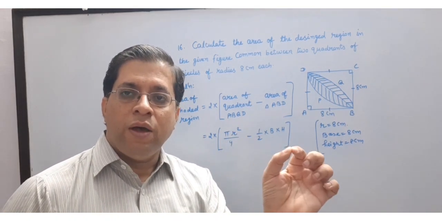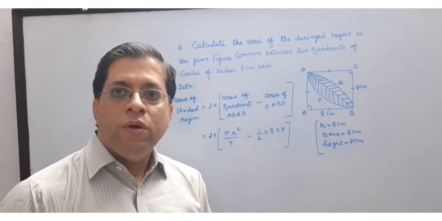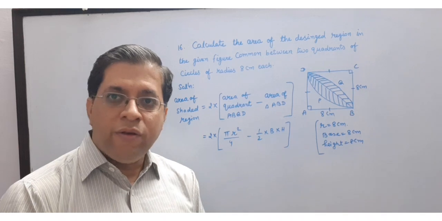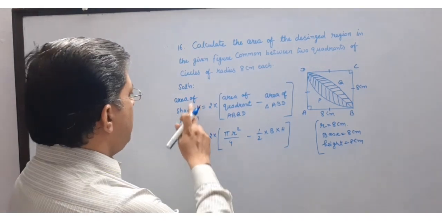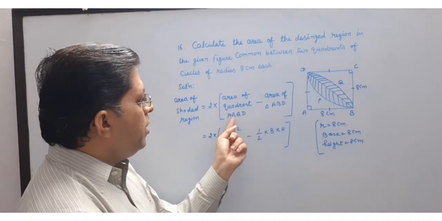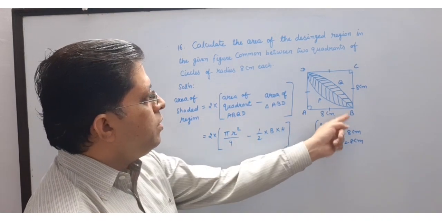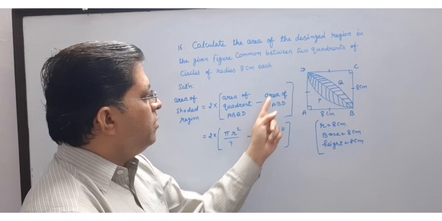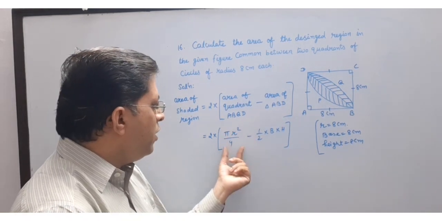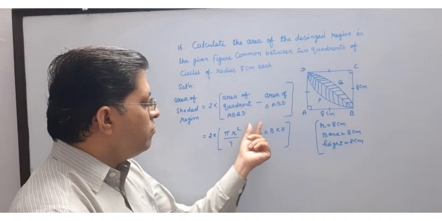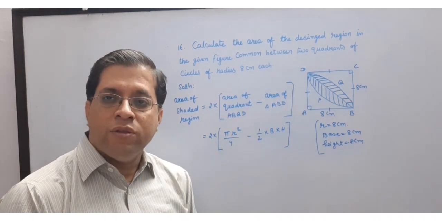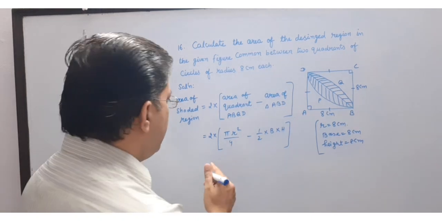And what is the area of quadrant? Pi r square upon 4. And what is the area of triangle? Half base into height. And see, shaded region equals 2 into area of quadrant ABQD minus area of triangle ABD. Then I place the formula here, pi r square upon 4 minus 1 upon 2 b into h, whole bracket, 2 into this. Now I am putting the values in.